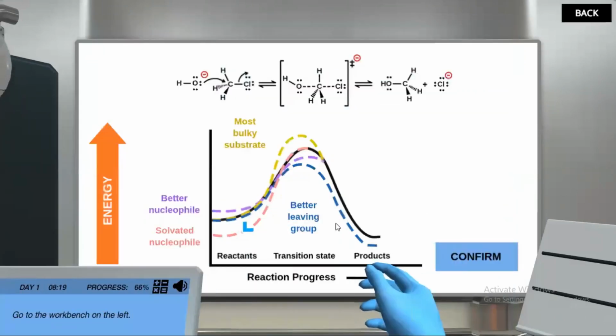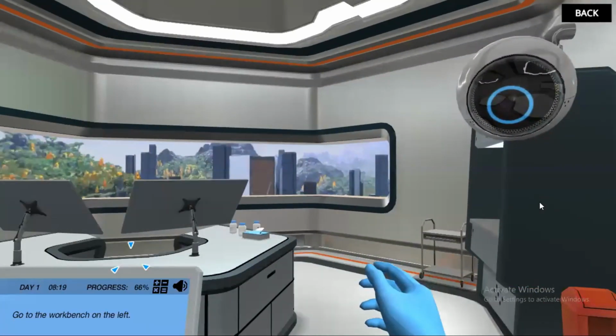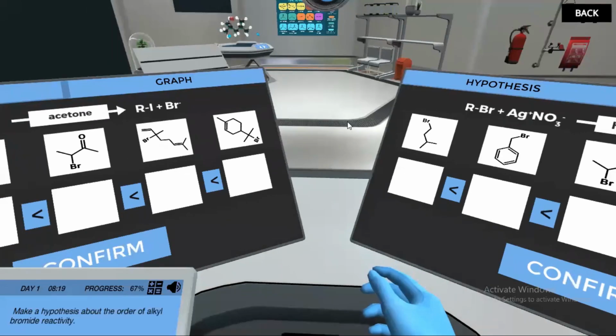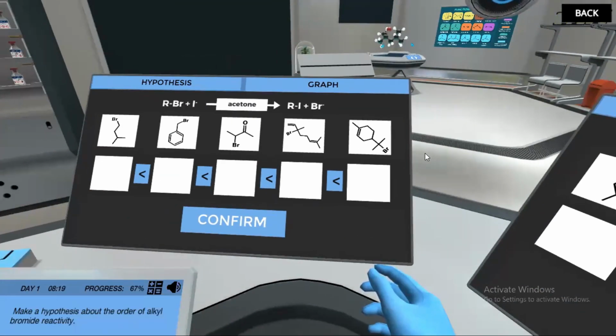Go to the workbench on the left. Make a hypothesis about the order of alkyl bromide reactivity.